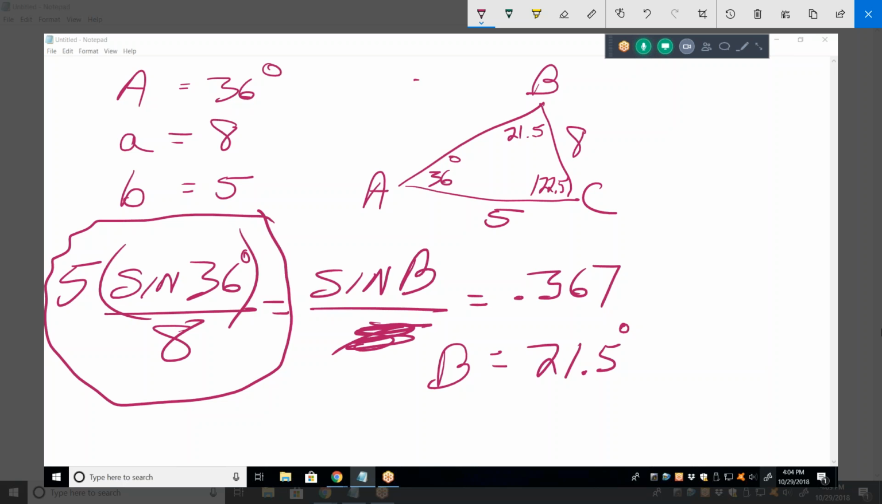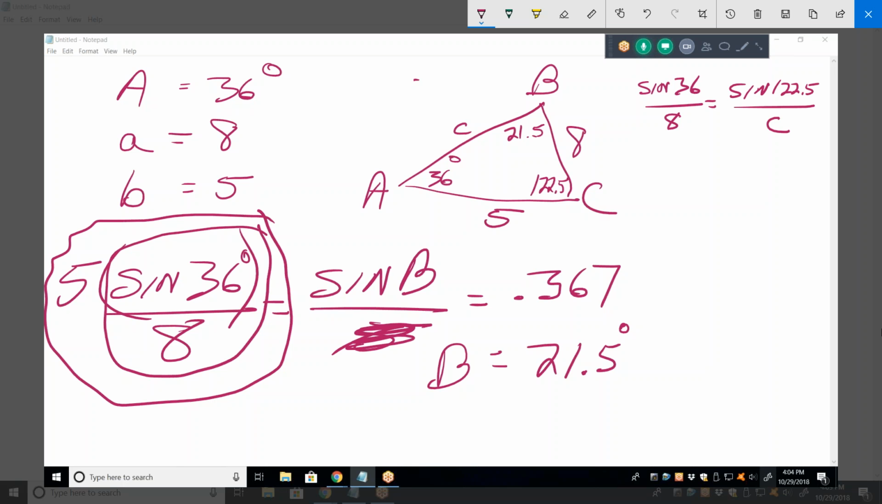And now one more step of the law of sines will allow me to solve for side C. Remember it's sine of A over A equals sine of B over B equals sine of C over C. So I can use this same relationship that I had, which was sine of A over A. So the sine of 36 over 8 has to equal the sine of 122.5 over C. And you can see that that's going to allow you to solve for C.